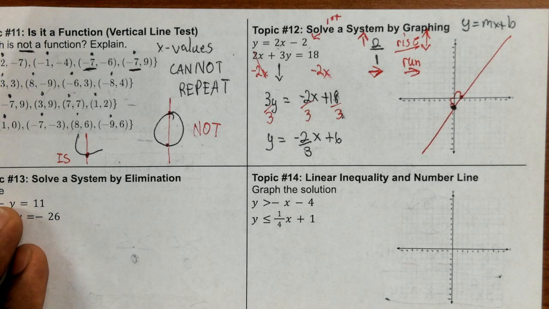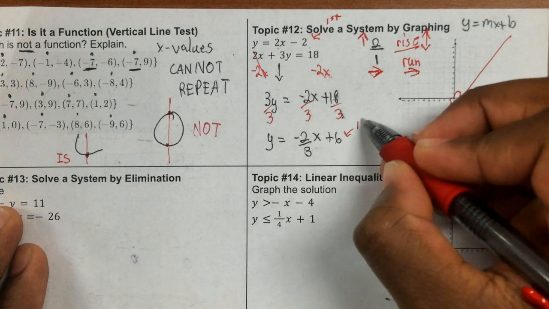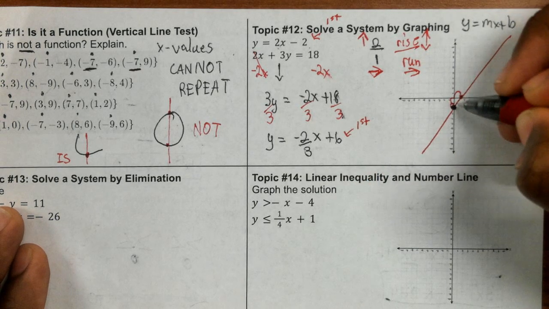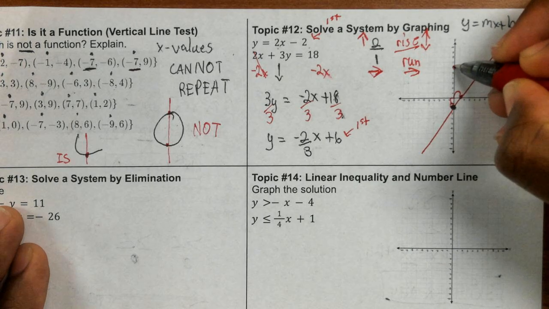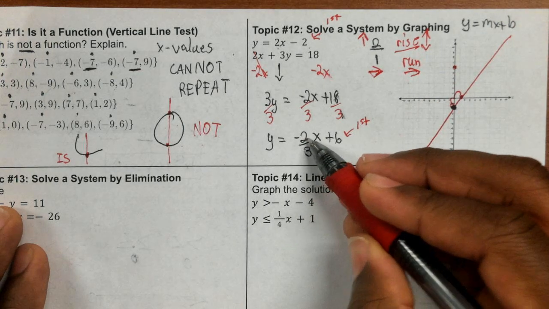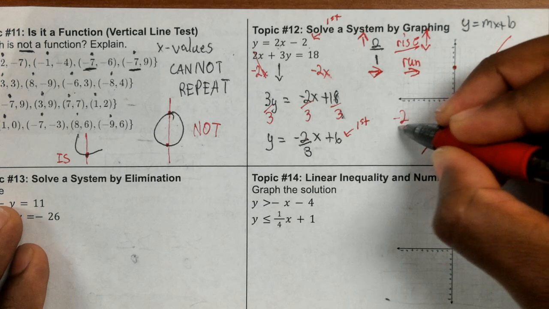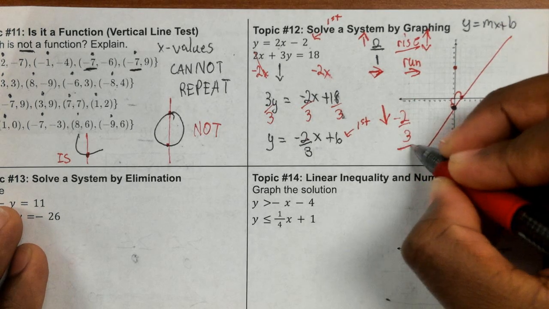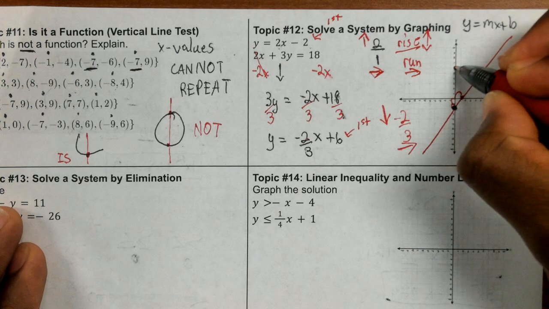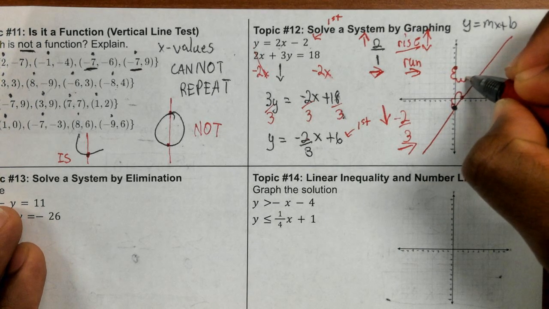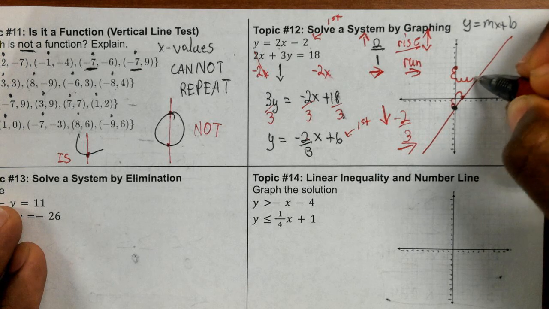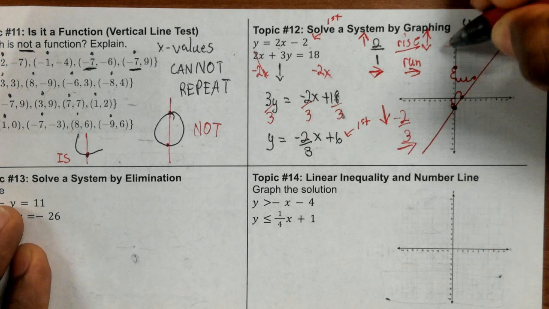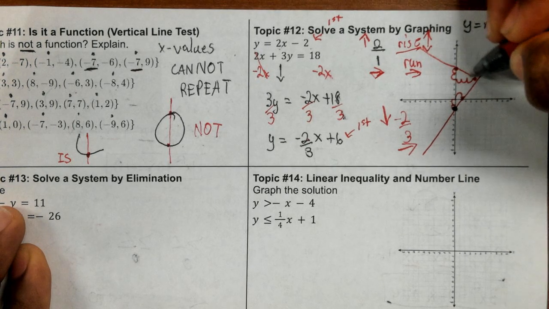Now I graph it. I graph the +6 first. +6 looks like it'll be here. Now you ask yourself, what does my slope mean to me? I have -2 over 3. The -2 means down 2, and we're going to go right 3 times. So down 1, 2, right 1, 2, 3. Let's see. Alright, then you connect your lines together.